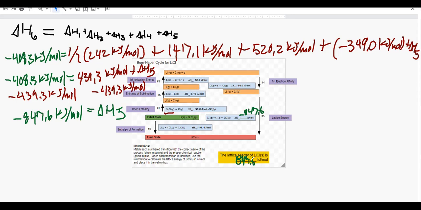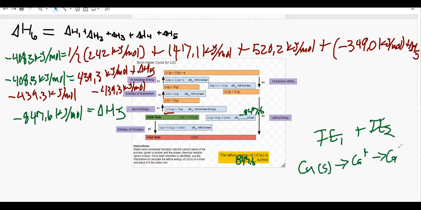Now, your Born-Haber cycle could have more steps to it. You might have to go through 2 ionization energies, 1 plus 2. That might be because you're going from calcium as a solid to calcium 1 plus, and then to calcium 2 plus. So you want to make sure that you do each of those steps. We also have to make sure that we are turning them into all of the correct states. So if it's a solid, we really should turn it into a gas first, and then we should ionize them. So you want to make sure that you're doing all of those steps.